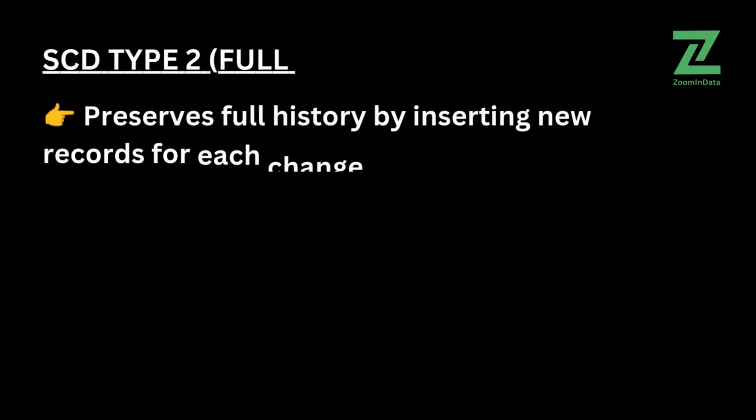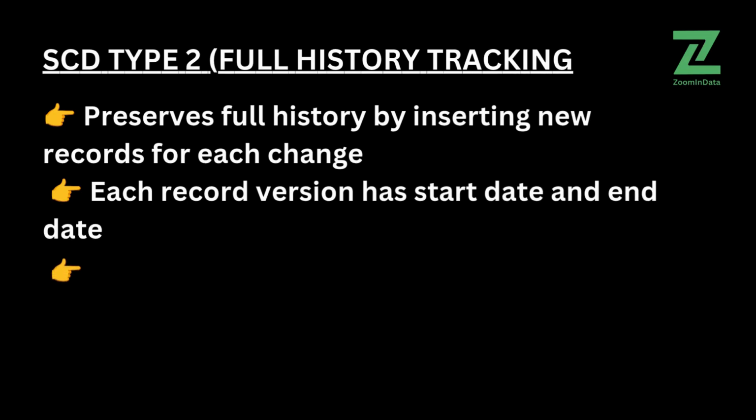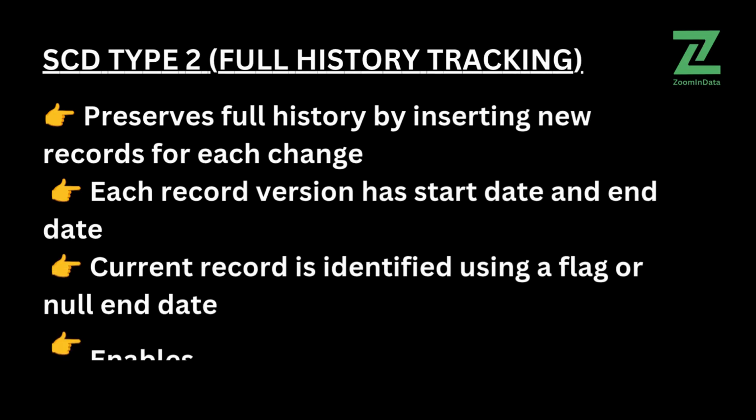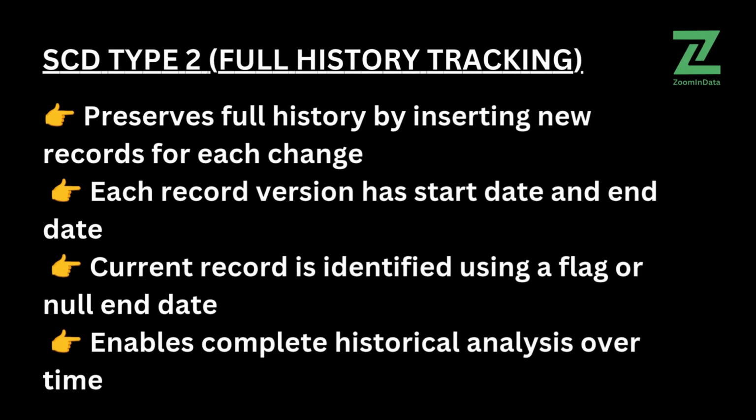SCD Type 2 preserves full history by inserting a new record whenever a change occurs. Each version of the record contains a start date and an end date to define its validity period. The current record is usually identified using a flag or a null end date. This approach enables complete historical analysis over time, making it the most widely used SCD type.